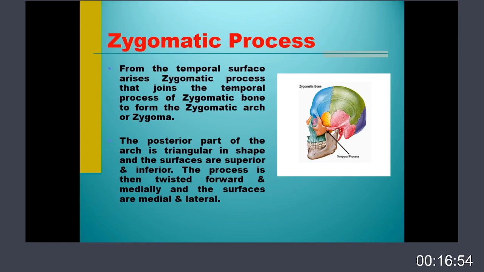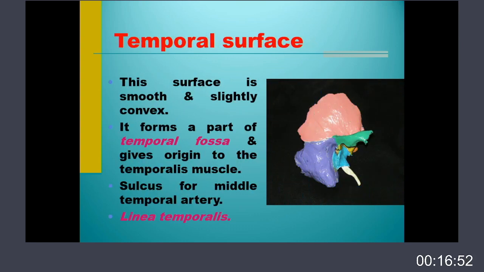The significance of the linea temporalis is very, very important. If we draw a line posterior to the zygomatic process over the mastoid, there is a line which is known as the linea temporalis. What is the significance of this line? We have to limit our dissection lower to that. If we go above that line, we are likely to enter into the middle cranial fossa. And it also gives attachment to the temporalis muscle and temporalis fascia.